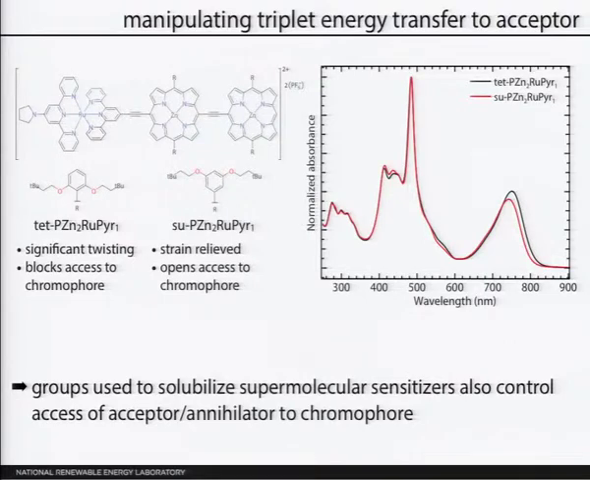We've also been considering that you need to have solubilizing groups on these chromophores to disperse them into solution. Depending on the attachment of these chains onto those solubilizing groups, you can force this ring out of the plane of the porphyrin system and provide steric hindrance to the acceptor coming close enough to the chromophore to get efficient triplet energy transfer. And so we're exploring the behavior of these two systems and looking at their upconversion performance.